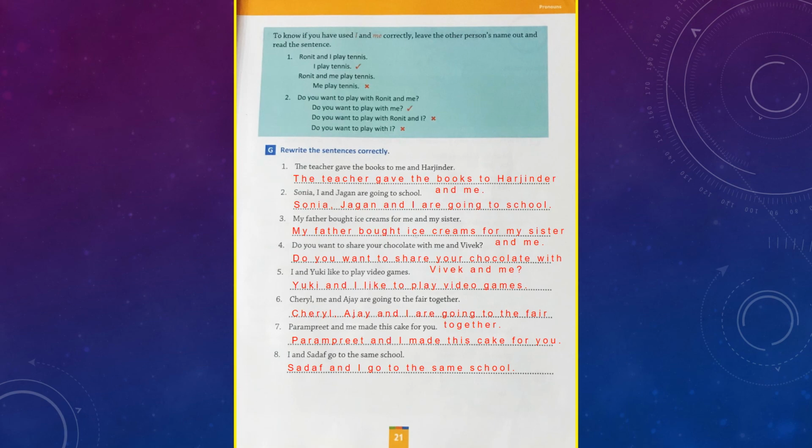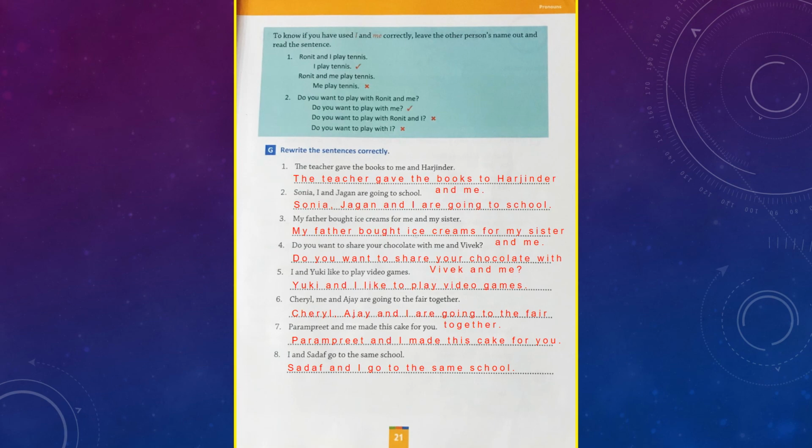Full stop. Sentence number 2. Sonia, I and Jagan are going to play. Again, we name the other people first and then we use I for ourselves. So Sonia, Jagan and I are going to school. Number 3. My father bought ice creams for me and my sister. Answer is, my father bought ice creams for my sister and me.